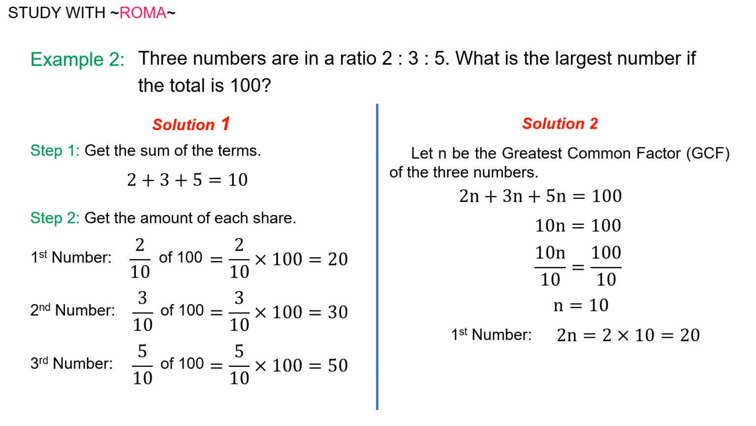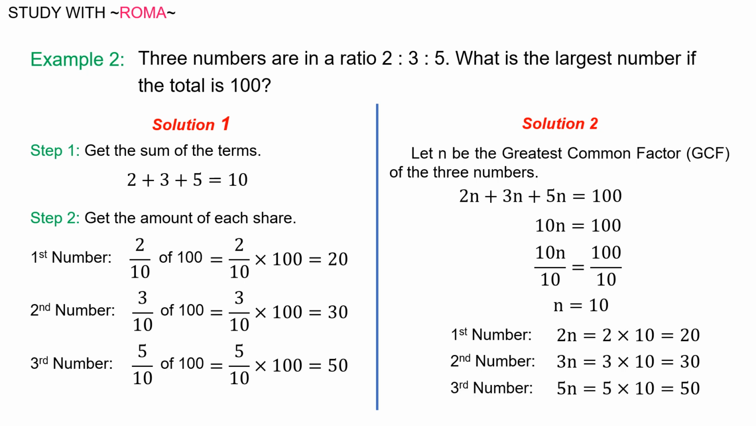Okay, so our first number is 2n equals 2 times 10 equals 20. Second number is 3n. Substitute 10 to n, we'll have 30. And the third number is 5n, which is 5 times 10 equals 50. So the largest number is 50.